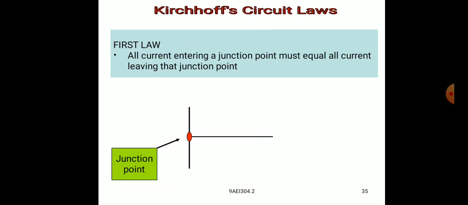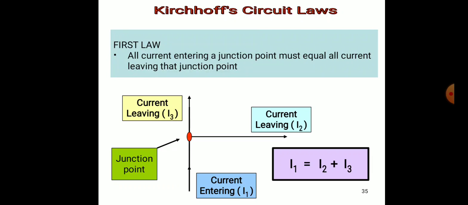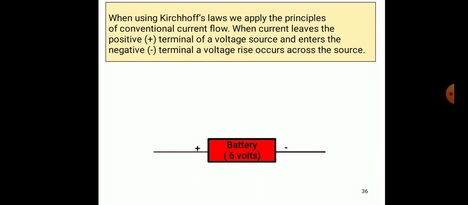Kirchhoff's circuit laws, you can see. The first law says that all current entering a junction point must equal all current leaving that junction point. You can see the junction point. At that junction point, entering currents equal the leaving currents: I1 equals I2 plus I3. When using Kirchhoff's law, we apply the principle of conventional current flow.